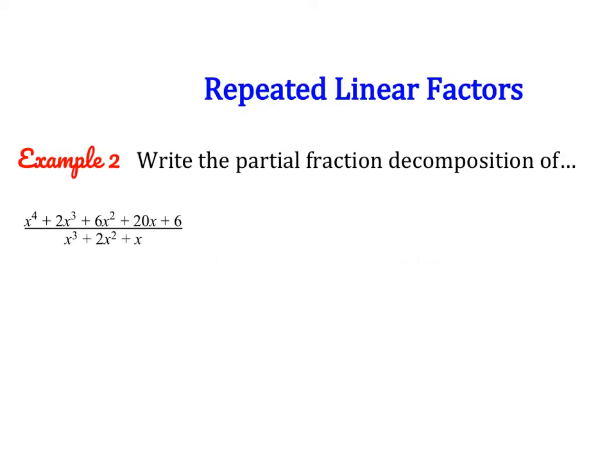Okay, so now we're going to talk about what do we do if we have a repeated factor. So let's take a look at this problem. The first thing to notice is that we actually have an improper fraction here. The degree of our numerator is larger than the degree in our denominator. So we want to rewrite this as a mixed number. So we're going to do a little bit of polynomial long division.